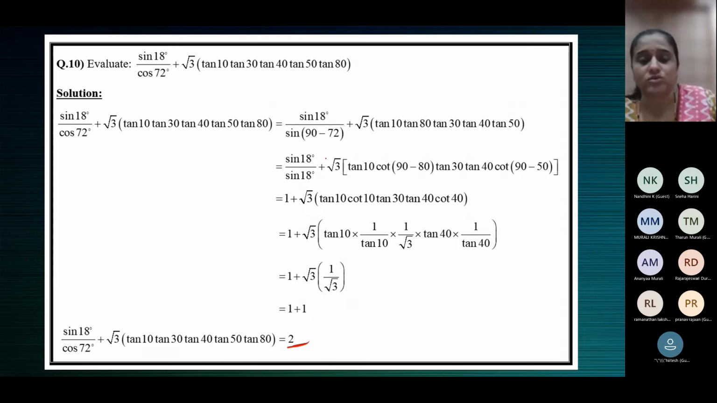So we make use of both complementary ratios and reciprocal ratios. When we have to pair the ratios, we pair such that the angles add up to 90 degrees. 10 plus 80, 90, 40 plus 50, 90. 30 degrees stands alone because it's a standard angle.